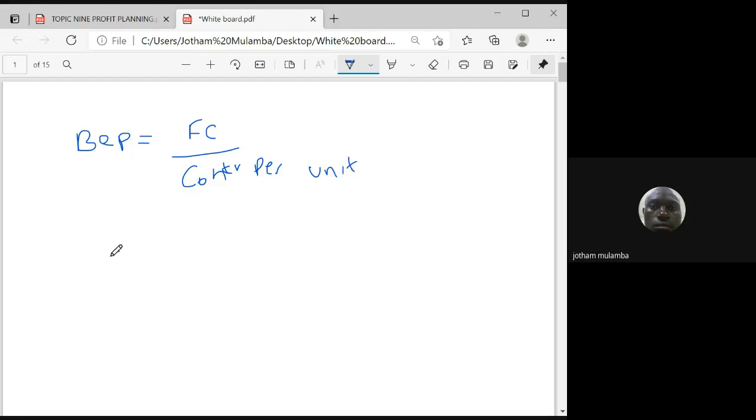Contribution is equal to selling price minus variable costs per unit. So for us to define variable costs, these are costs that change according to the level of production. If we produce more, we'll incur high cost. If we produce less, we'll also incur less cost. If we don't produce at all, then we'll not incur the cost. And I'll give you an example.